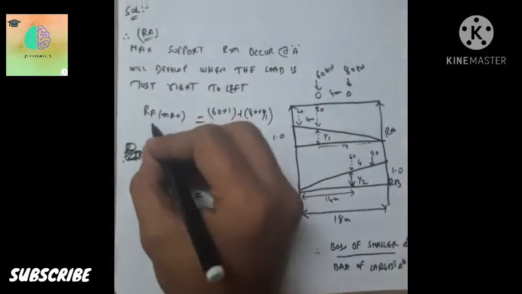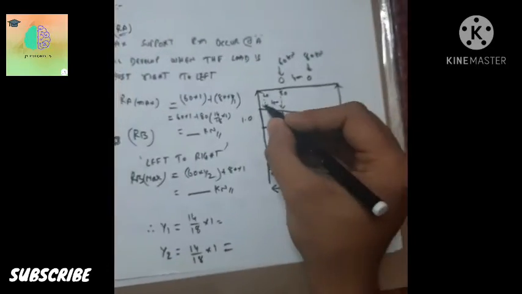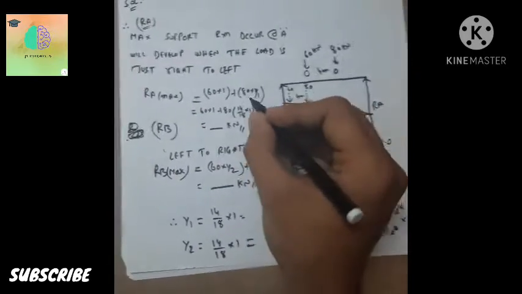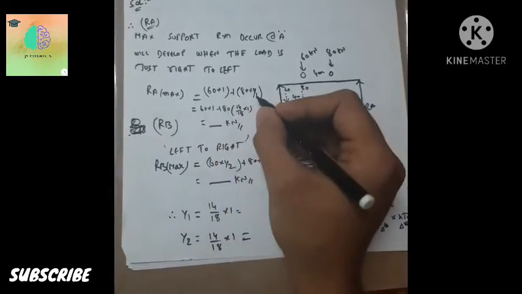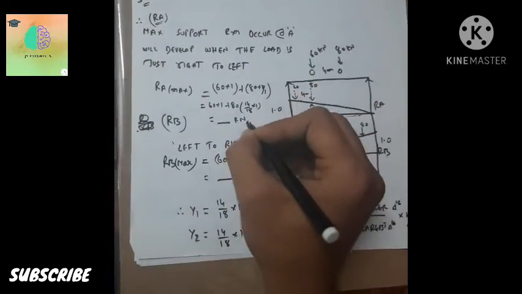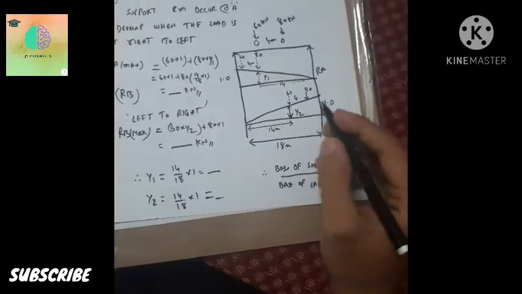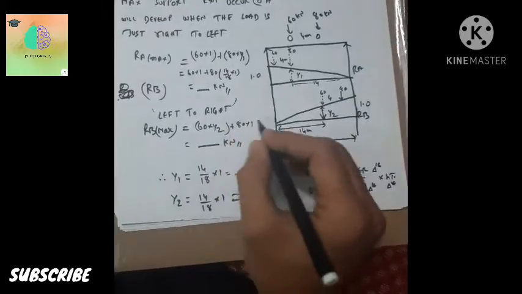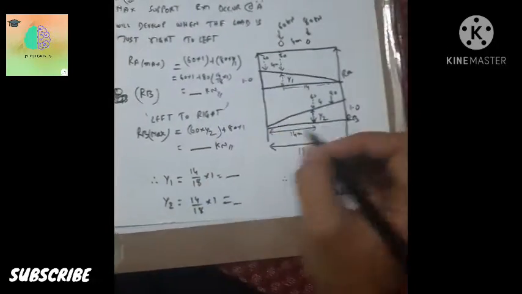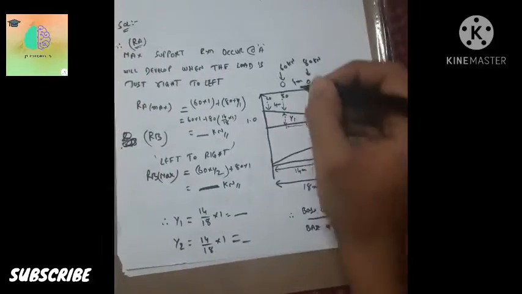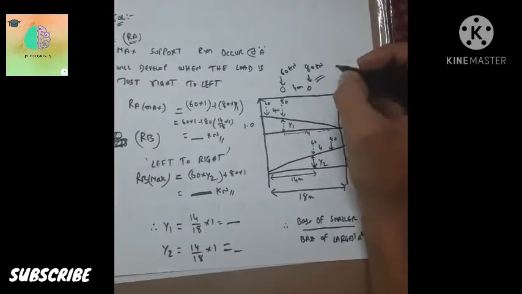And for the calculation of RA max, 60 into 1 plus 80 into y1. You just get the answer here, substitute in kilonewton. For the RB max, same, 60 into y2 plus 80 into 1. You will get some answer in kilonewton. This is the calculation if two wheel loads are given.